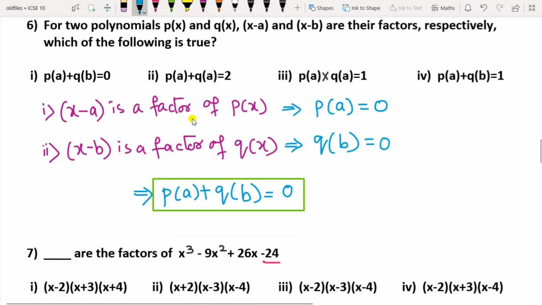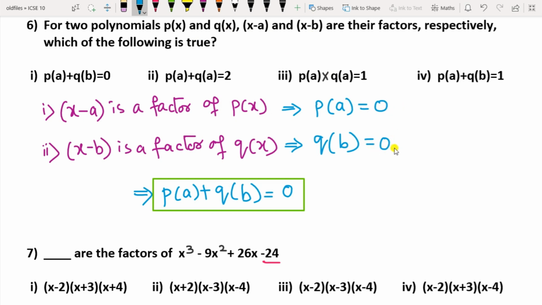For two polynomials p(x) and q(x), x minus a and x minus b are their factors respectively. Which of the following is true? So for p(x), x minus a is the factor, and therefore p(a) will be equal to 0, that is the remainder should be equal to 0. And for q(x), x minus b is a factor, and therefore q(b) will also be equal to 0.